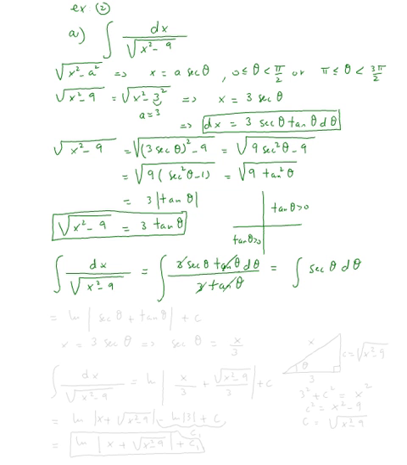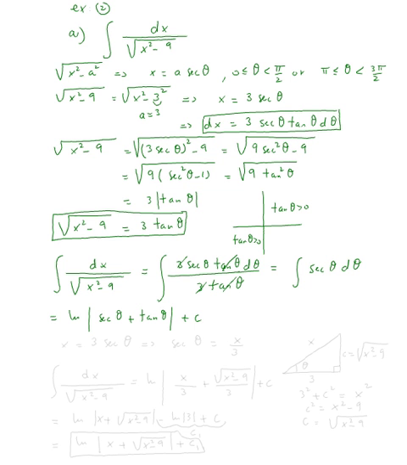The integral of secant theta d theta is ln of secant theta plus tangent theta. It is one of those integrals you need to memorize, which is equal to ln absolute value of secant theta plus tangent theta plus a constant.